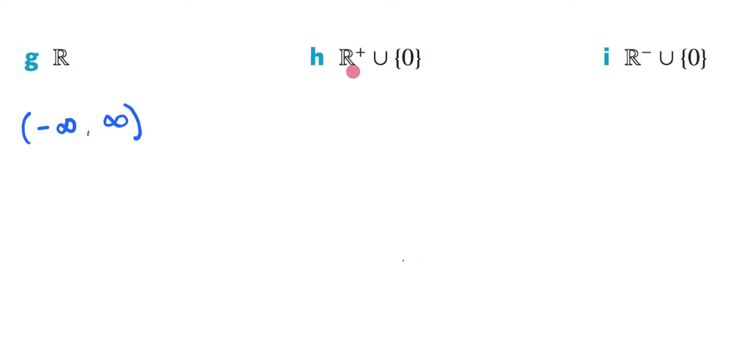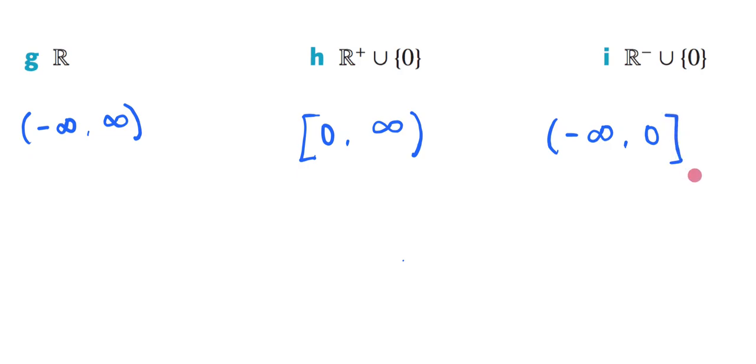Here is telling me all my real positive numbers with the union of 0. So that means including 0, all my real positive numbers, so it's going to be all the way to infinity. And then over here, it's kind of like the opposite. It is all my real negative numbers with the union of 0. So in this case, I'm going to be going from -infinity all the way to 0. And again, I'm going to have a square bracket because I'm including that 0, for the same reason I had a square bracket here as well.